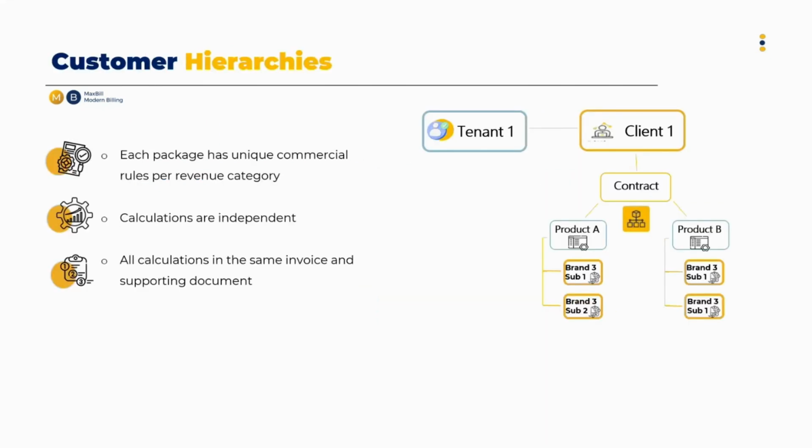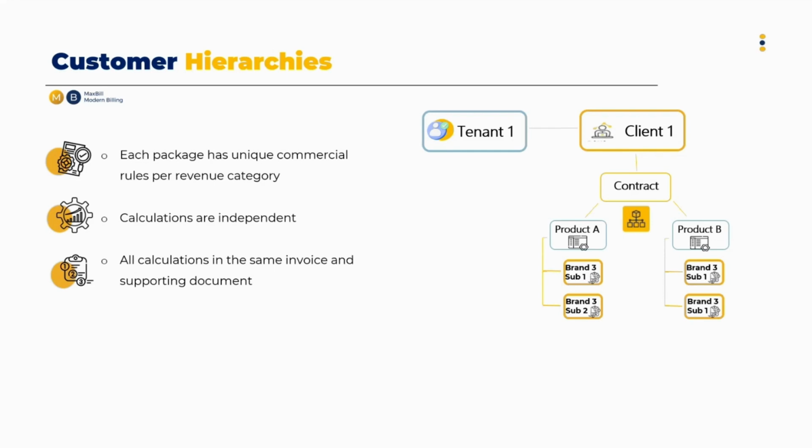Let's now look at how customer hierarchies are structured in the system. At the top level, we have the tenant. A tenant represents the billing environment, usually aligned with a legal entity or operational region. Under the tenant, we define the client. A client can have one or multiple contracts, depending on how commercial agreements are structured. Each contract can include multiple products.